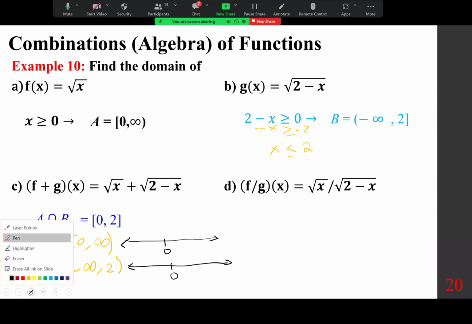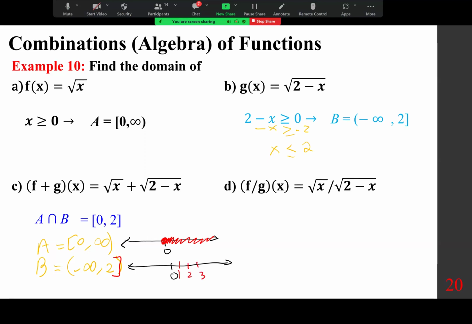So for the first one, 0 is included and everything to the right. The second one, okay, first of all, this is a bracket. This is 1, this is 2, this is 3, and let me use a different color, let's say blue. So 2, and again, we have a solid point, everything to the left. So what is in common between the two? It's in common from here to here, from 0 to 2.